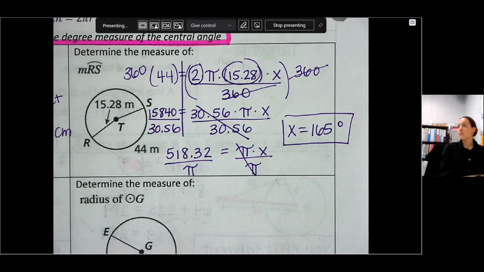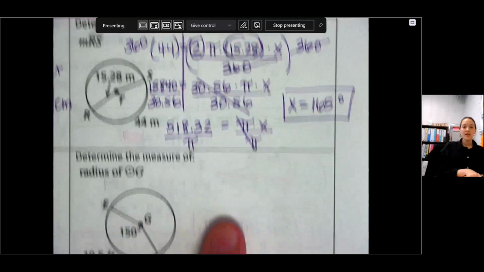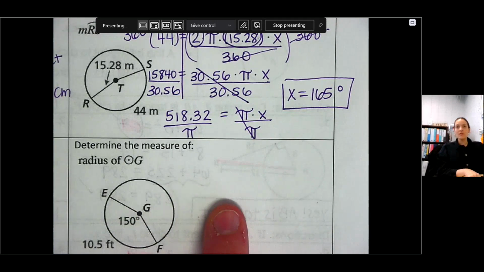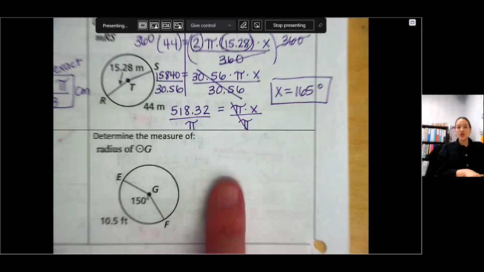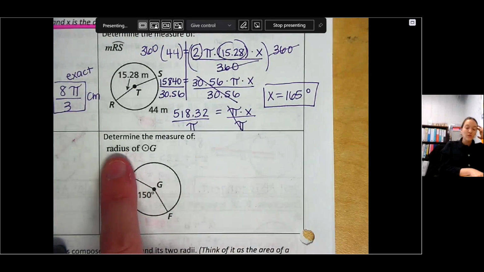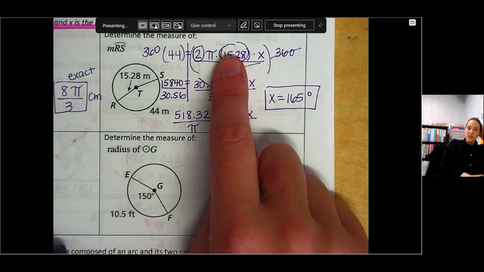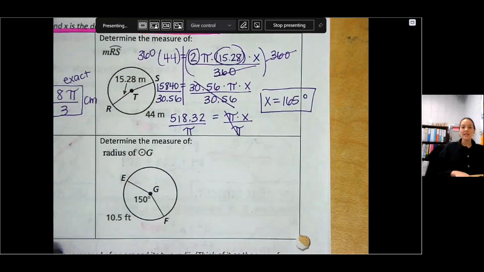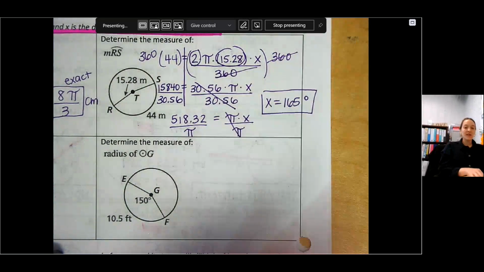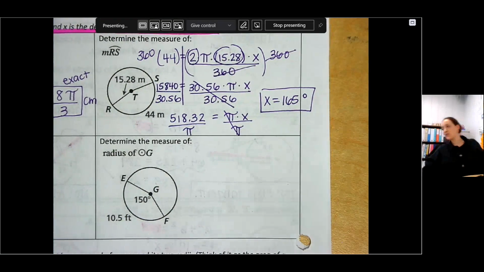Okay, why don't we do one more like that, another algebra problem, and then we'll go on to the last section. So I want you to do the one right underneath. This time you're solving for the radius. So you're solving for the R over here. I'm going to give you a couple minutes. I want you to try this one, and then check with the people at your table. I'll give you like 3 minutes.